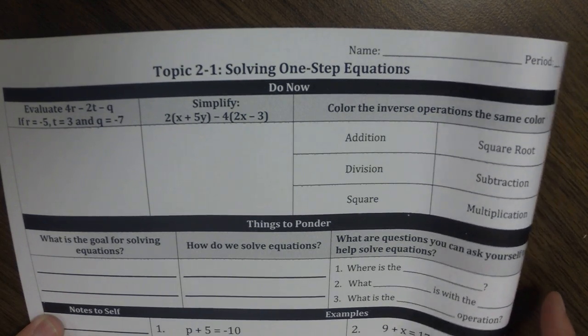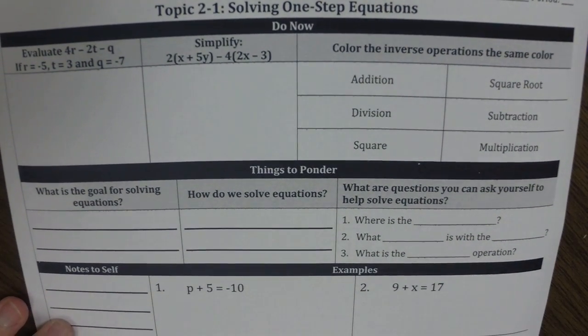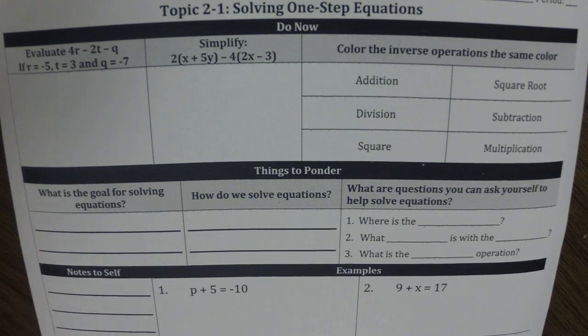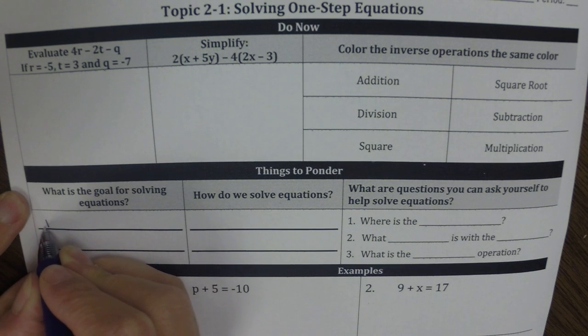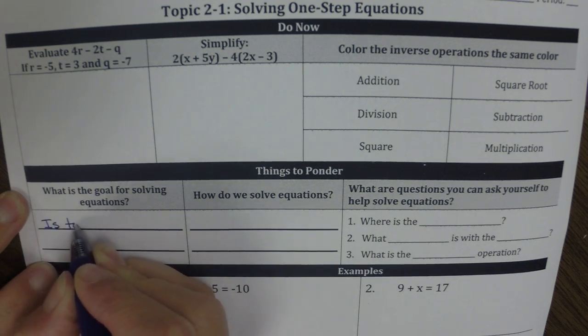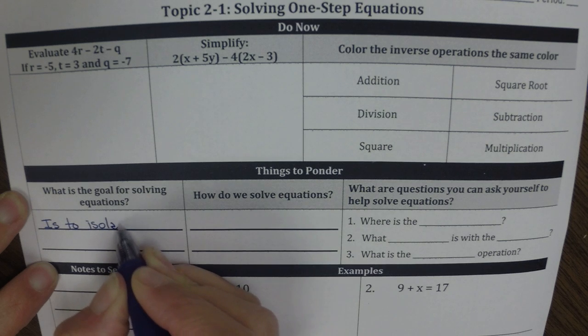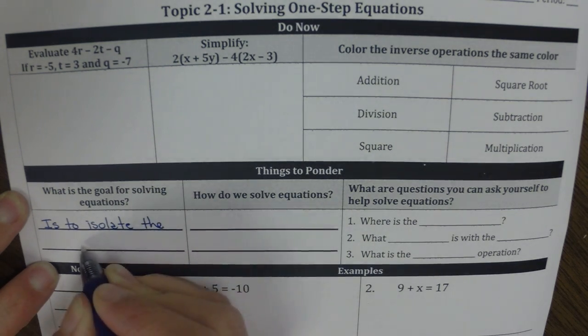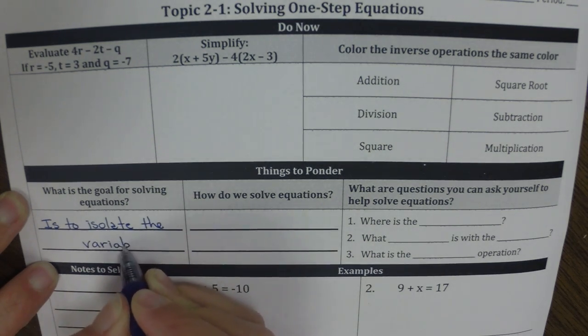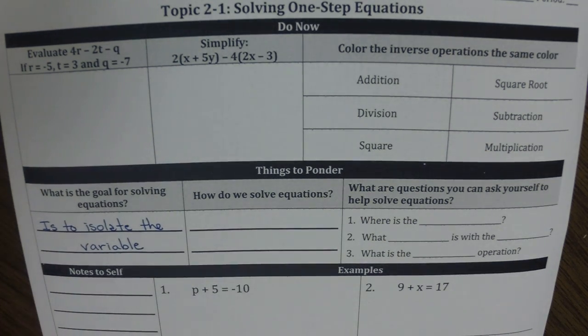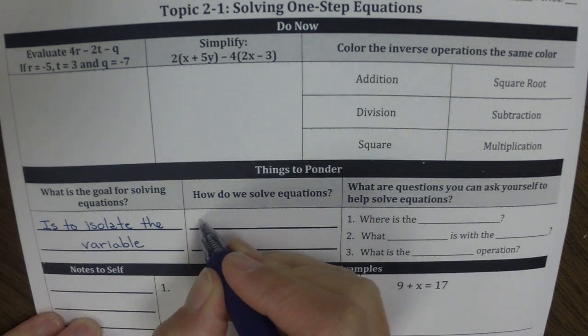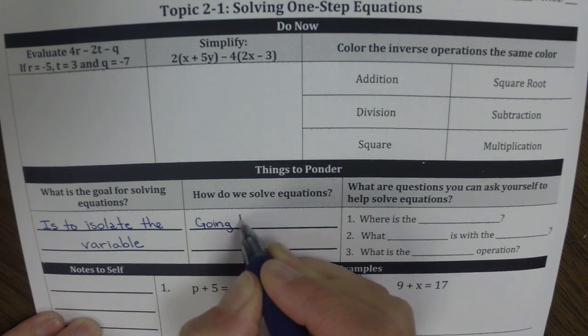So the next thing we're going to look at is the things to ponder section. The things to ponder, remember, we always do definitions or things that you need to know. When we're looking at this, it says, what is the goal for solving equations? Well, that was one of your vocabulary words. The goal for solving equations is to isolate the variable. And then it says, how do we solve equations? Well, in order to solve equations, we're going to use inverse operations.